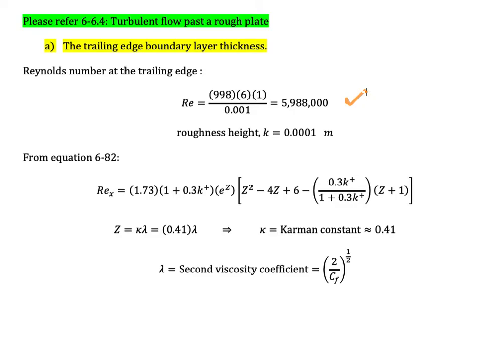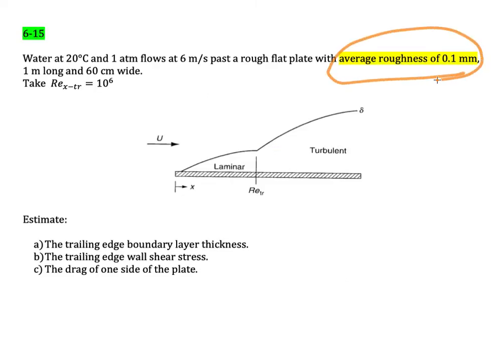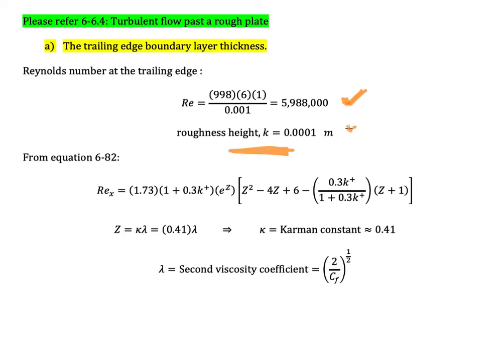Again, we check the Reynolds number, because the Reynolds number is not influenced by the surface roughness. As you know, the equation for Reynolds number is rho u x over mu, so the surface roughness does not change the Reynolds number. This is the Reynolds number, same as the previous question. And then we have a roughness height, a parameter that reflects the surface roughness on the flat plate. Because it is 0.1 millimeter, we write K is equal to 0.0001 meter.